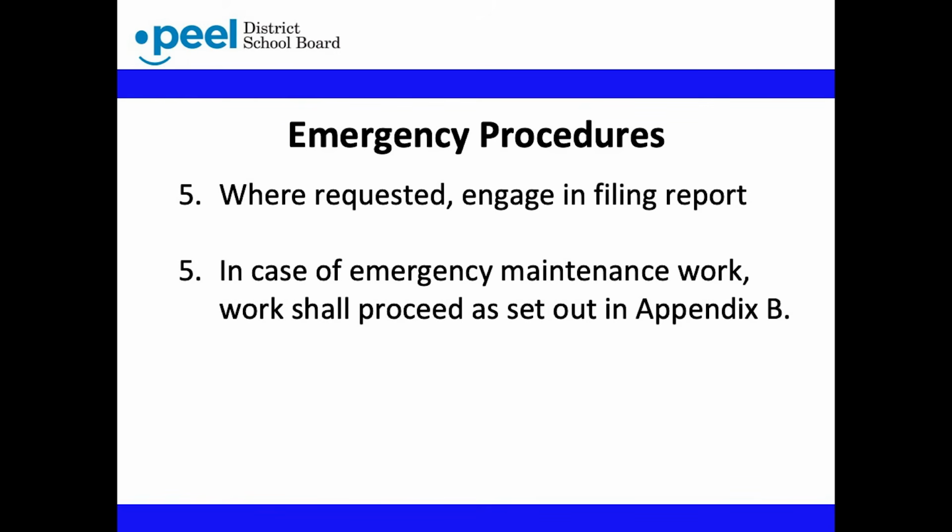5. Where requested, the individual workers engaged in the work shall file an incident report detailing events leading up to and immediately following the discovery of the damaged asbestos. 6. In case of any emergency, maintenance work shall proceed as set out in Appendix B of the AMP. We'll review a case study of how the emergency response procedures work in more detail in Chapter 7.